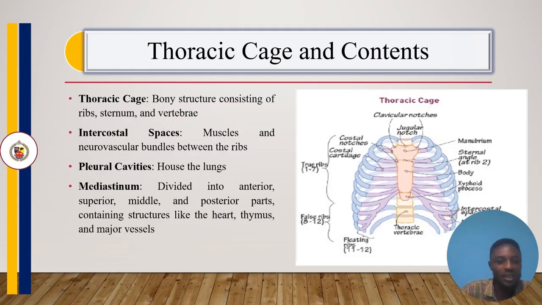So let's look at the thoracic cage and contents. What we'll be looking at here includes the thoracic cage, the intercostal spaces, the pleural cavities, and the mediastinum.